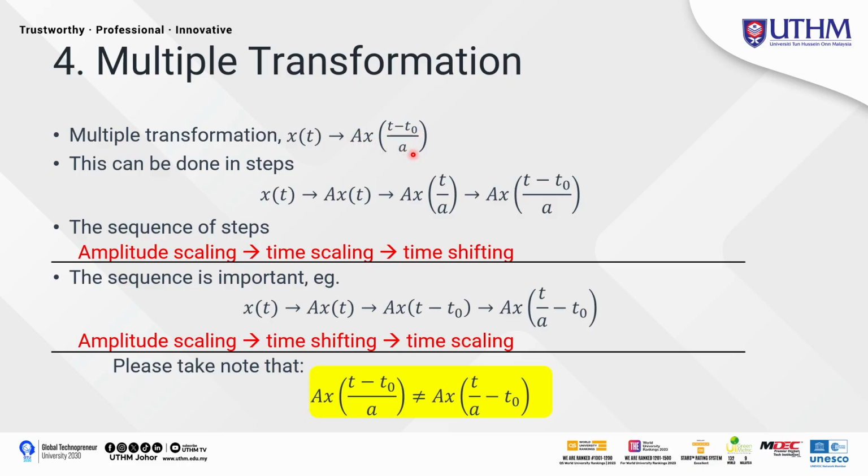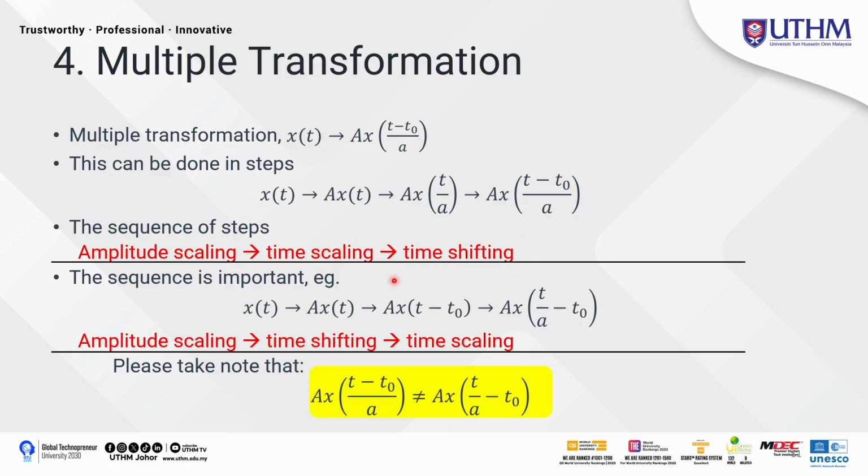Okay, so how do we solve these multiple transformations? It can be done via steps of the common signal x(t). First you process the amplitude scaling, so a x(t) is the amplitude scaling. Next is a x(t over a). This part, t over a, is time scaling. And then next is a x((t minus t naught) over a). So this part is time shifting. If you follow this sequence, that will be the amplitude scaling, time scaling, and time shifting.